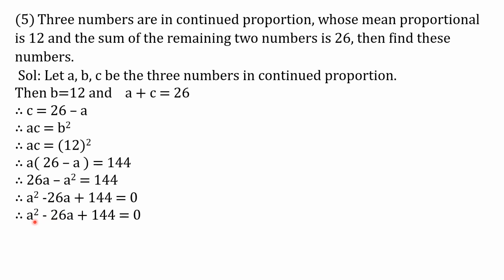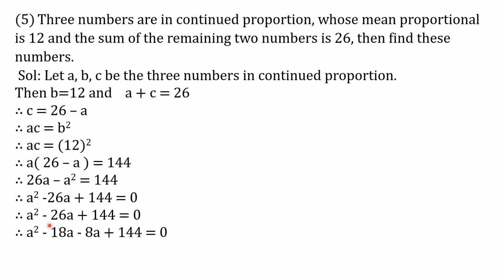So, a square minus 26a plus 144 equal to 0. So, 144 you'll split in such a way that you should get minus 26a. So, I have written 18 and 8, whose sum is 26 and product is 144. If you multiply 18 into 8, you'll get 144. And if you add both these numbers, it satisfies your middle term, that is 26.